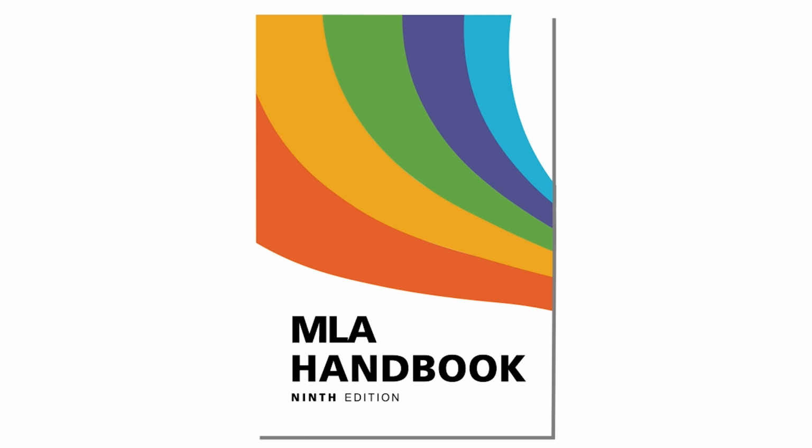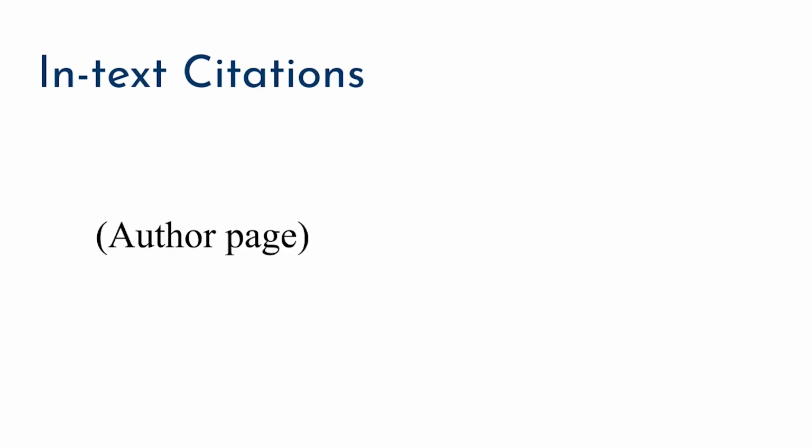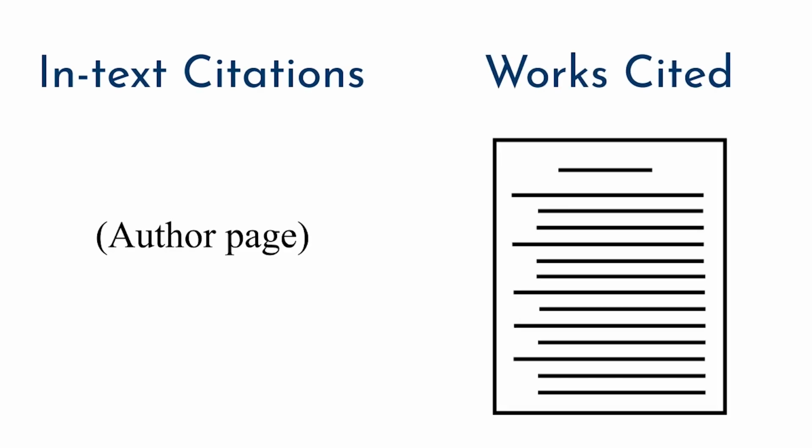The cover for the MLA Handbook 9th edition is displayed mid-screen. It's updated every few years, and the handbook is currently in its 9th edition. There are two parts to citing in MLA: in-text citations and works cited entries. On one half of the screen, the heading In-Text Citations appears with the text Author, Page, in parentheses beneath it. On the other half of the screen, the heading Works Cited is above an illustrated bibliography. Both parts need to be included for your citations to be correct.